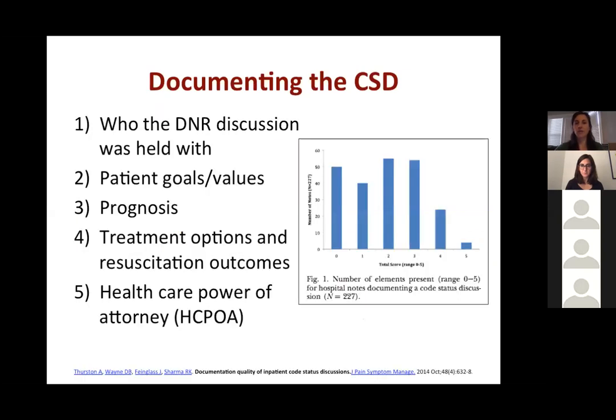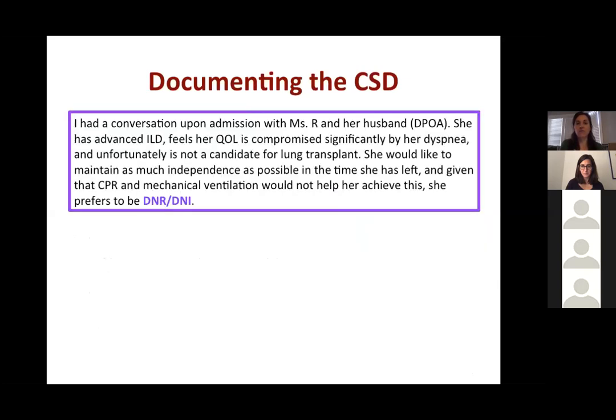Briefly, what should be in your code status note? This is sort of the best practices version or gold standard version: who the conversation was with, patient's goals and values, prognosis, treatment options and outcomes, and the healthcare power of attorney, which follows the same sort of informed consent idea. And as you can see in the box to the right, we don't often hit all the high points, but some examples for how to make something like this succinct are something like this.